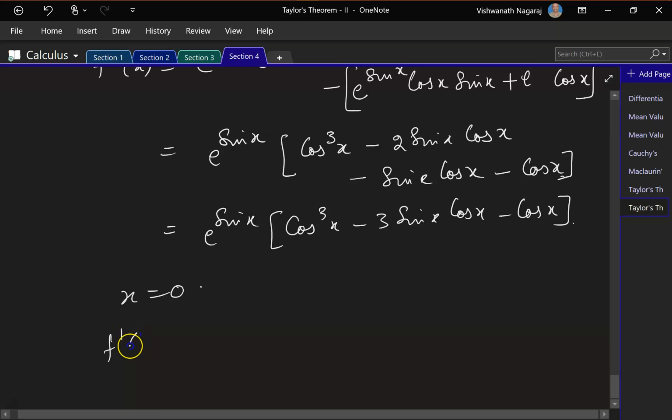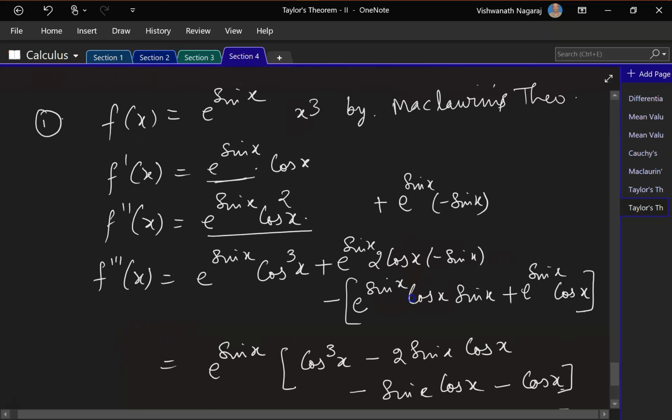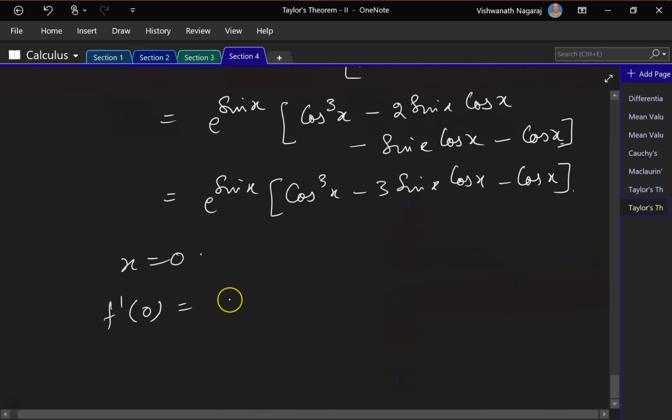f prime of 0 would be what? Remember, f prime of x is e to the power of sin x cos x. So e to the power of sin 0 cos 0. Sin 0 is 0, e to the power of 0 is 1, cos 0 is 1, so this is 1.